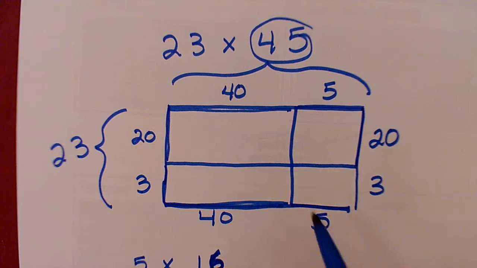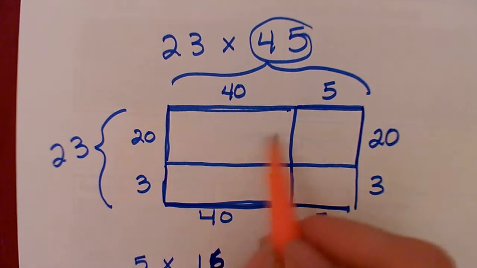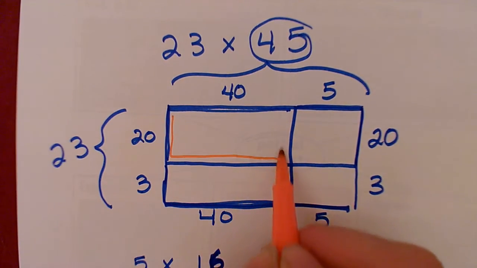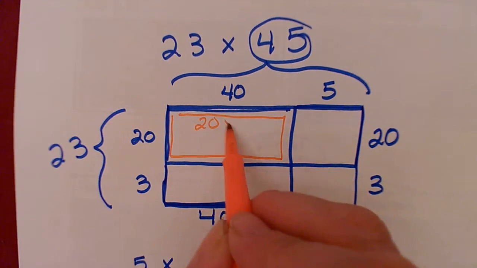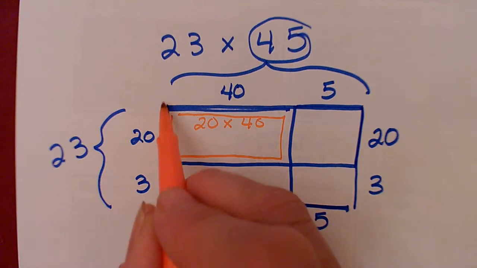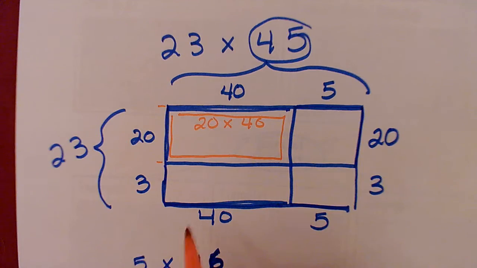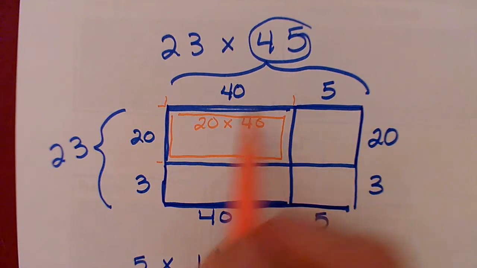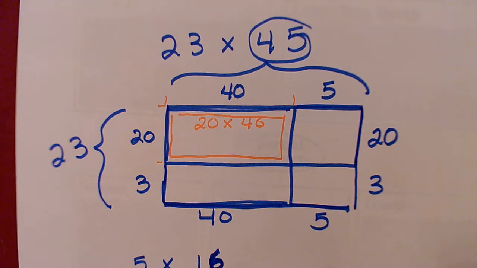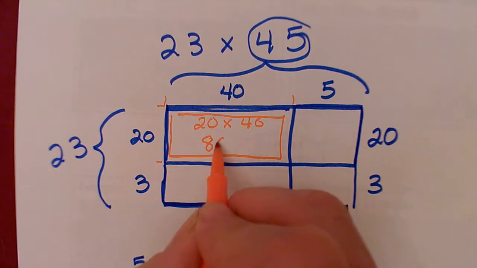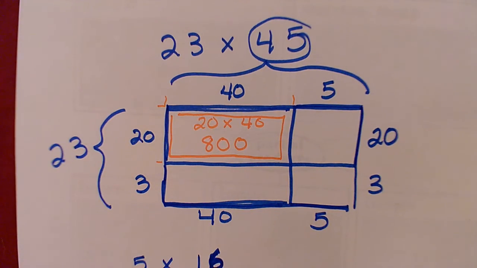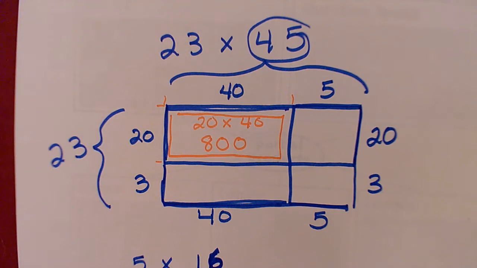So now I'm going to do each one of these separately. Let me grab some colors for us so that we can really show this. So here we go. This rectangle is 20 by 40, because this side is 20, and from here to here is 40, so it's 20 times 40. Let's remember how to use our zero trick. I'm going to do my 2 times my 4, which is 8, and then I add in my 2 zeros. So we found one rectangle, the orange rectangle so far.